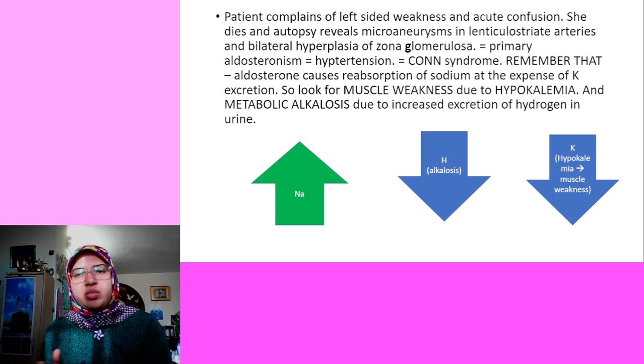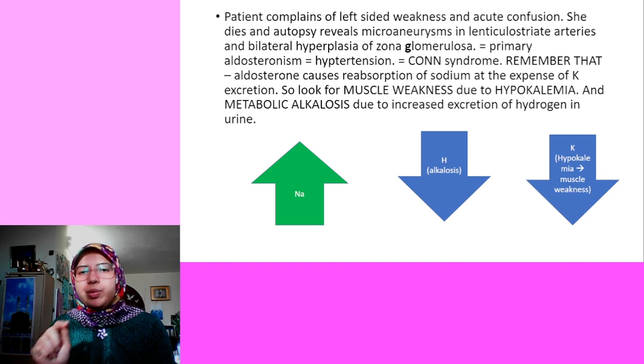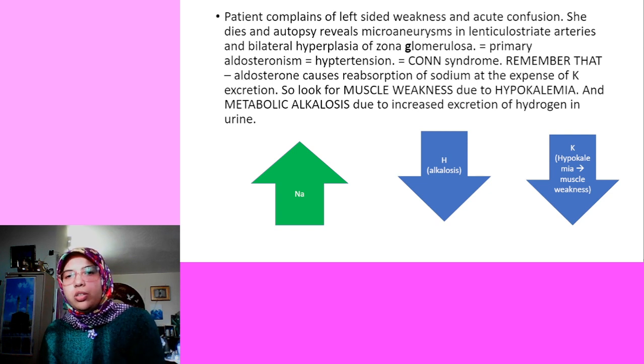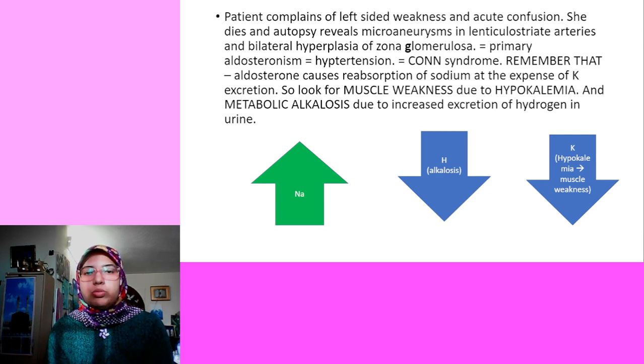Patient complained of left-sided weakness and acute confusion. She dies, and autopsy reveals microaneurysms in the lenticulostriate arteries and bilateral hyperplasia of the zona glomerulosa. Remember, primary aldosteronism will cause hypertension, which is called Conn syndrome. Remember that aldosterone causes reabsorption of sodium at the expense of potassium excretion. So look for muscle weakness due to hypokalemia.